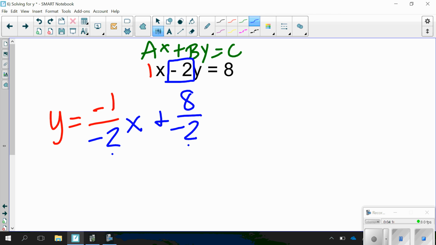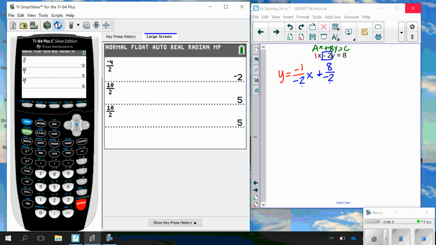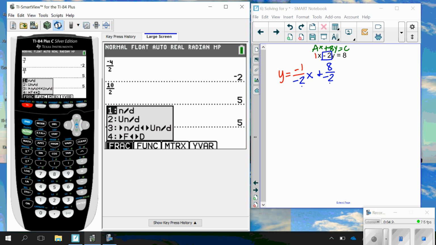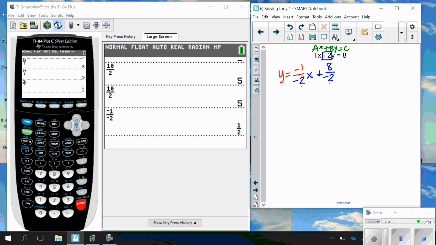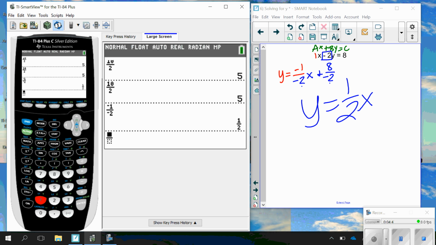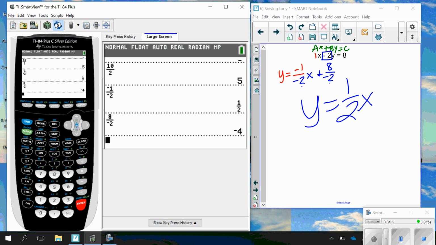I go ahead and I put it into my calculator if I'm not comfortable simplifying. Negative 1 over negative 2 equals 1/2. So y equals, and then we do the other one, 8 over negative 2, and we get negative 4.